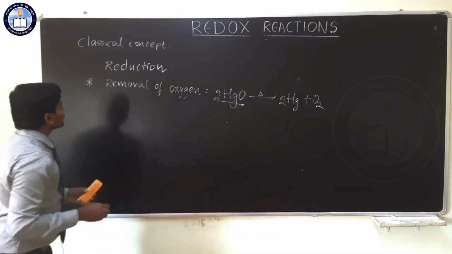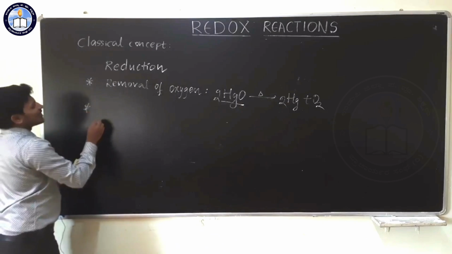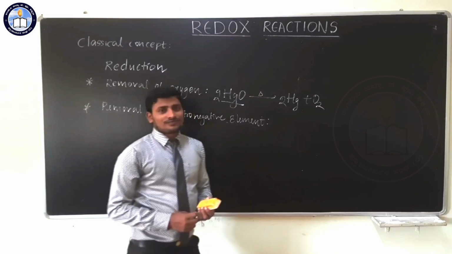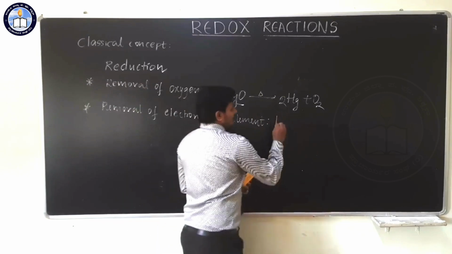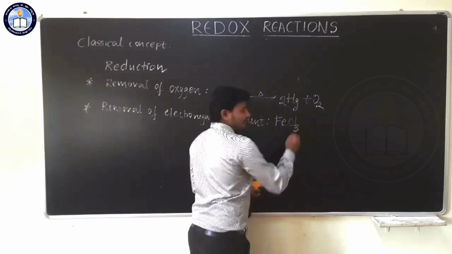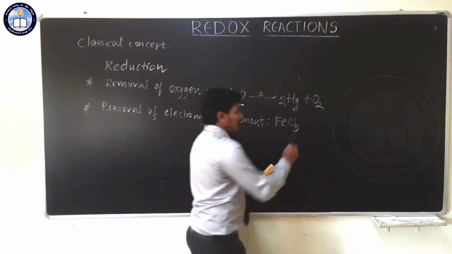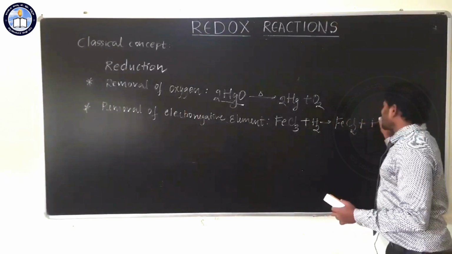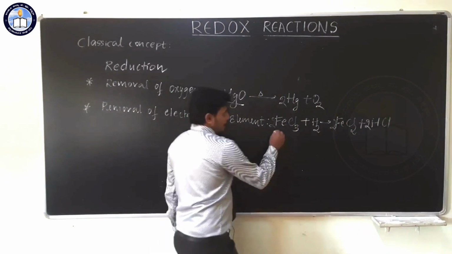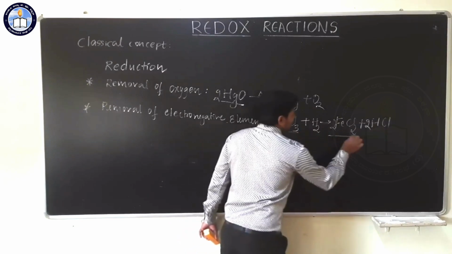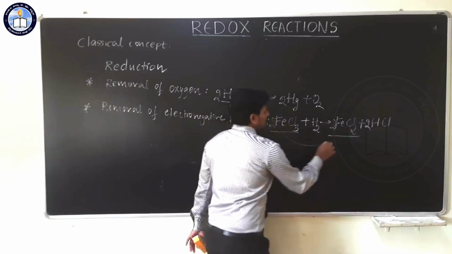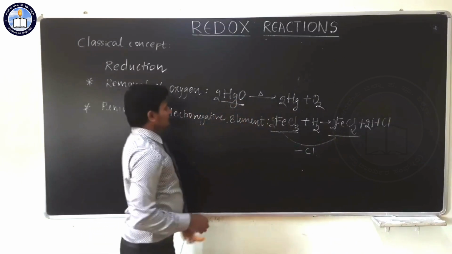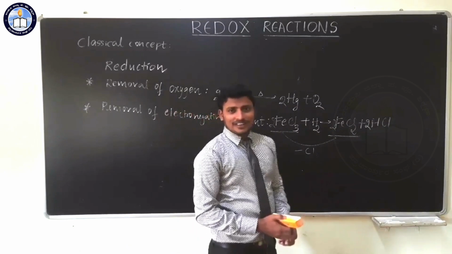Now, the second one, removal of electronegative element. What is the example for that? If I take FeCl3 plus H2, we are getting FeCl2 plus HCl. FeCl3, FeCl2. What is the difference here? One Cl is removed. Removal of electronegative element is known to be reduction.